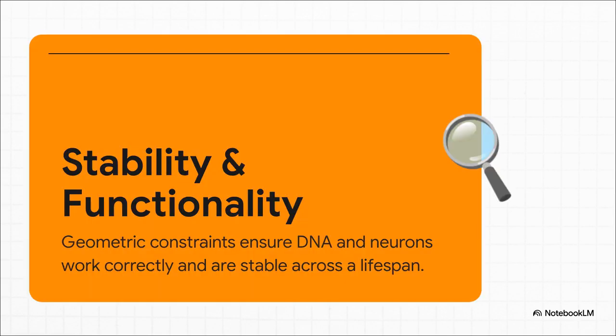So why these shapes? Is it just random? Not at all. It's all about stability and functionality. That double helix is an incredibly strong and reliable way to store your genetic code, and the fractal branching of neurons allows them to form a truly massive number of connections. So you see, geometry isn't just for looks, it's absolutely essential for life to work.